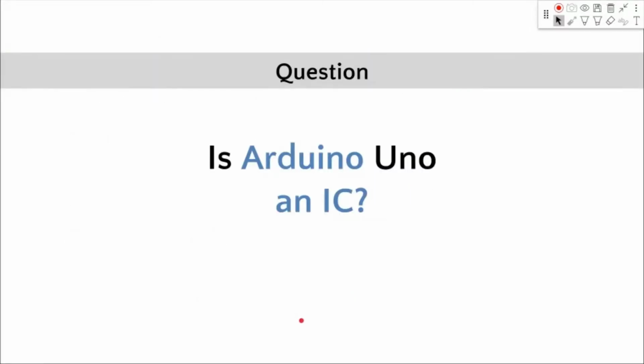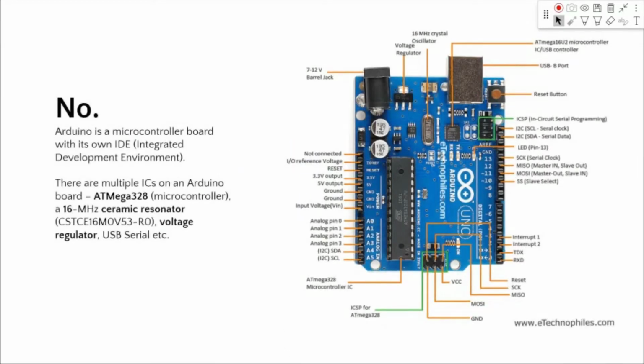Now, question: is Arduino Uno an IC? So the answer is no. Arduino is a microcontroller board. It has its own IDE, that means integrated development environment, like its own programming language and everything. And there are multiple ICs present on an Arduino board. So the main microcontroller that you use is called Atmega 328. This one, this is that IC. This is one of these ICs.